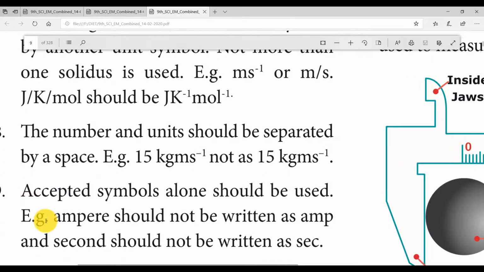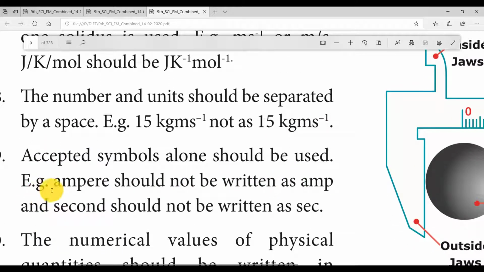Okay. Accepted symbols alone should be used. Ampere should not be written as AMP. We should not use our own convenient symbols. It is the wrong method. For ampere you have to use capital A simply. Instead of that, you should not use AMP. For second, you should not use SEC. Accepted symbols must be used. You should not make up symbols of your own.